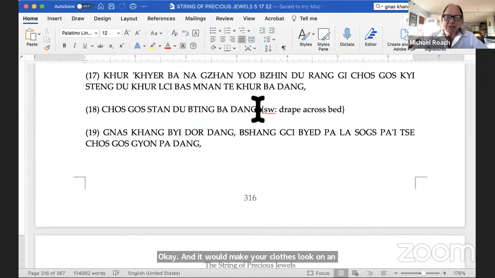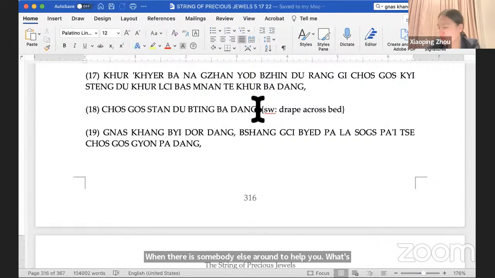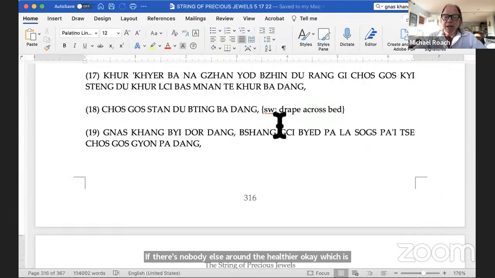So to carry a heavy weight on top of your religious robes, your main religious robes, when there is somebody else around to help you, is not allowed. You can do it if there's nobody there available. Yeah, if there's nobody else around to help you, it's okay, which is usually the case in the monastery. All right.